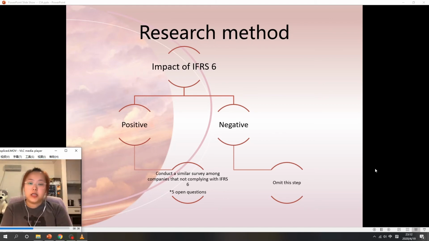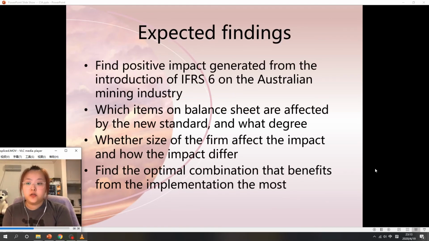So let's discuss our expected findings. We expect to find a positive impact generated from the introduction of IFRS 6 on the Australian mining industry. Even though the adoption cost is high, the benefit would surely outweigh the cost. This is true especially in the case of bigger firms, as they would benefit more from having easier access to the foreign market. Furthermore, we estimate the adoption cost to gradually decrease as companies would gradually become more efficient in implementing IFRS 6, resulting in a long-term benefit higher than the short-term benefit.